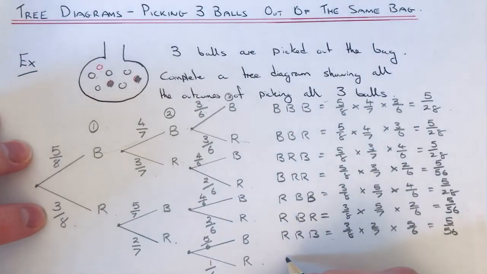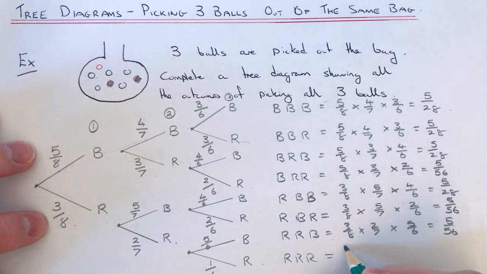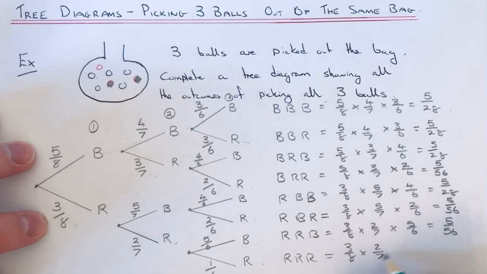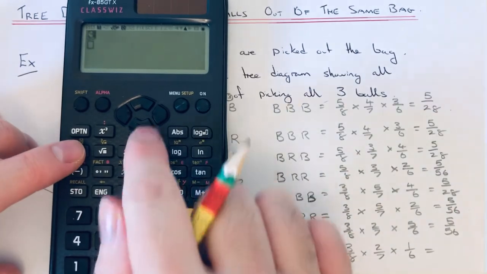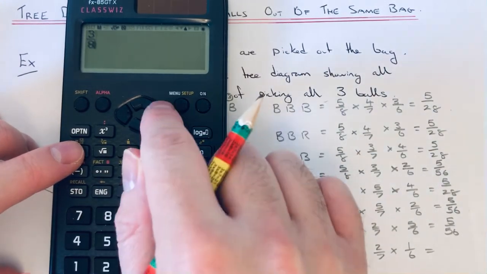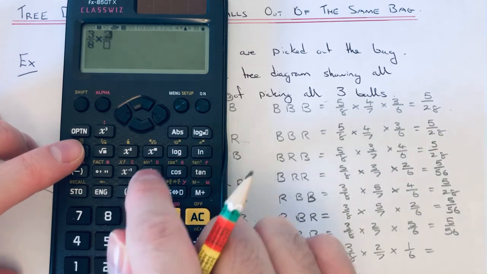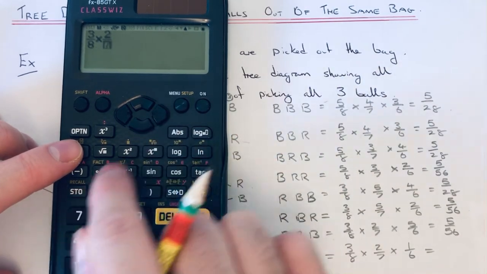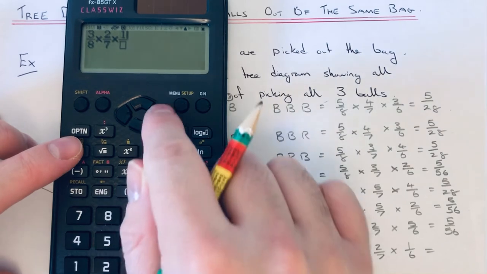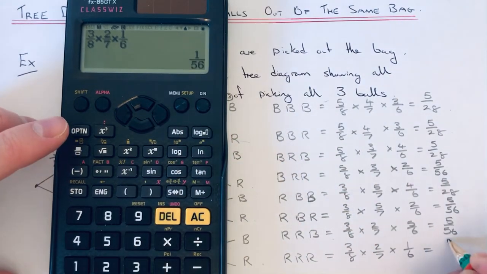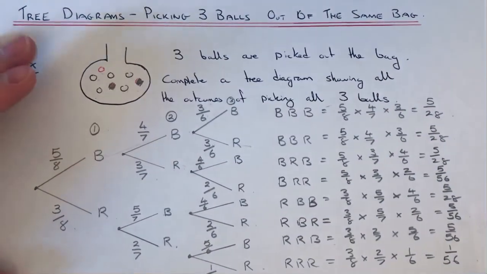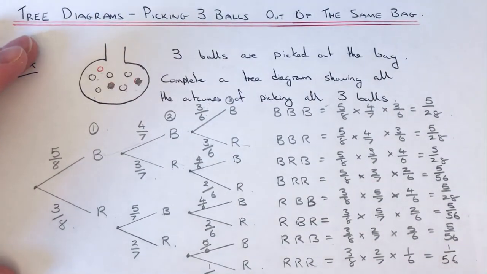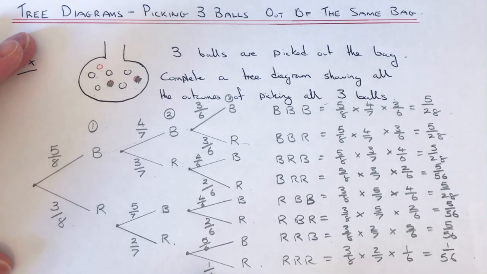And then our bottom route was red, red, red. So this would be 3 eighths times 2 sevenths times 1 sixth. And that gives us 1 out of 56. Okay, and those are all the outcomes then of picking 3 balls from the bag with the probabilities.